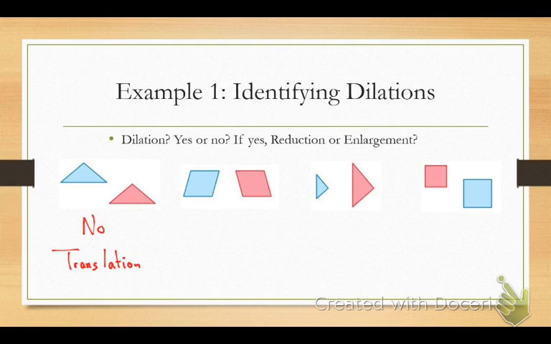Okay. What about the second set? No. Yep. Not a dilation, it's a reflection. Okay, what about my third set? Yes. From red to blue, it is a reduction. It's getting smaller. Well, it's on the screen. I know it's black and white on your notes.